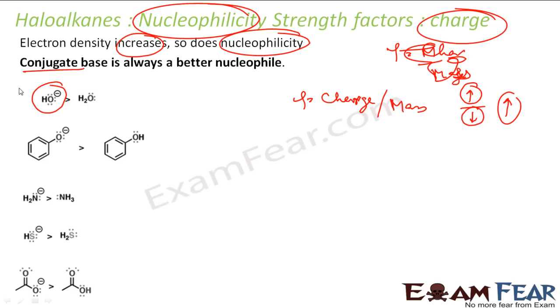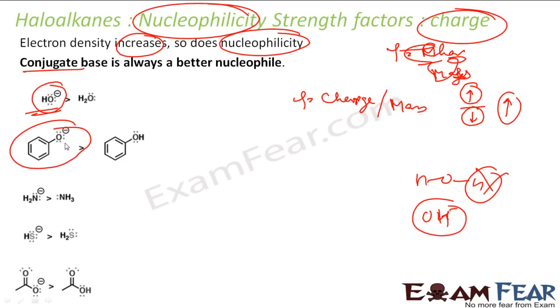You see, this is a good base and good nucleophile also. So from H2O, if I remove one hydrogen, I am decreasing the mass and I am making it OH minus, I am increasing the charge. That means the charge density is increasing. So that's why OH minus is always a better nucleophile than H2O. Similarly, from phenol, I remove one hydrogen, I got this, and this is a better nucleophile than phenol. Same thing here, NH2 minus is a better nucleophile than NH3, and SH minus is a better nucleophile than H2S. And this carboxylic acid also, if you remove a hydrogen, you get a better nucleophile than carboxylic acid. That was the charge.